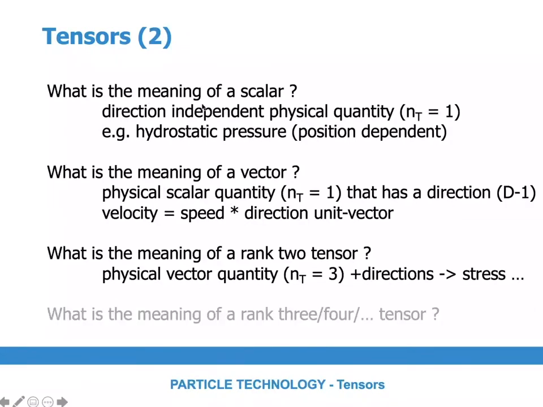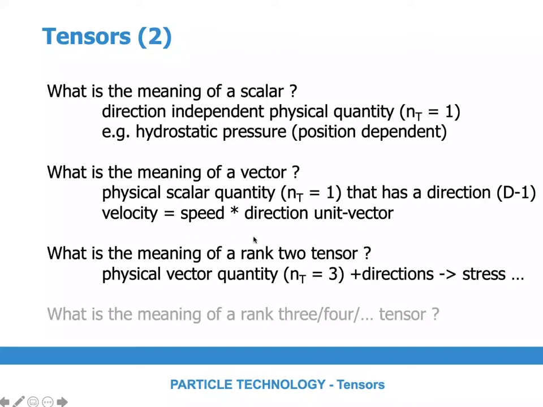What is the meaning of a scalar? It's a direction-independent physical quantity. Okay, so hydrostatic pressure, it can be position-dependent, but it will be direction-independent. What is the meaning of a vector? It's a scalar quantity with a direction. So speed, for example, is the norm of the velocity, and the velocity itself is a vector. So speed times unit vector gives you the velocity vector.